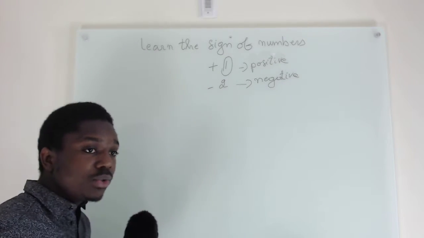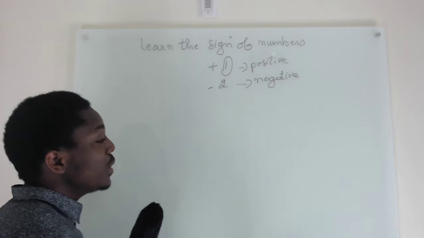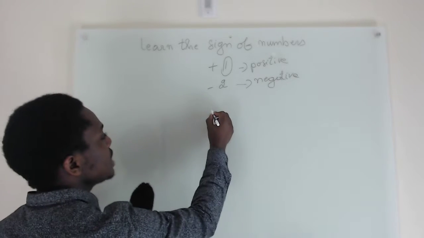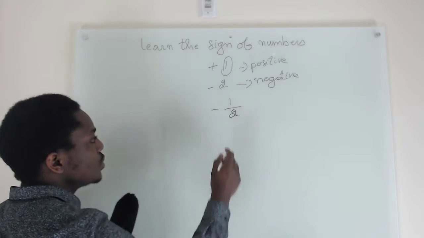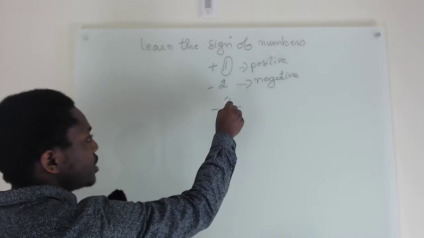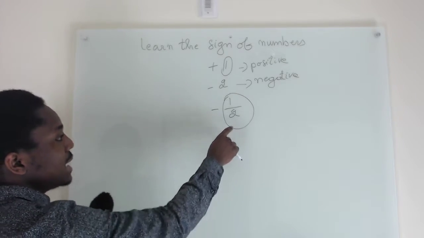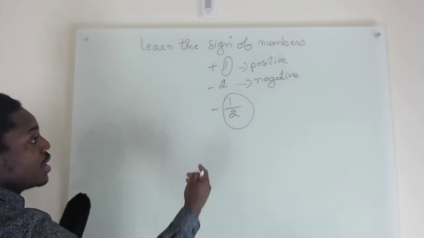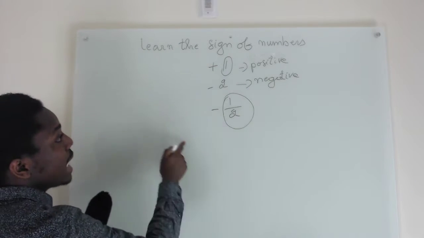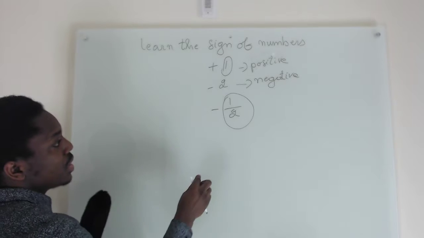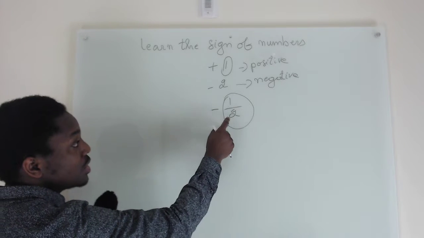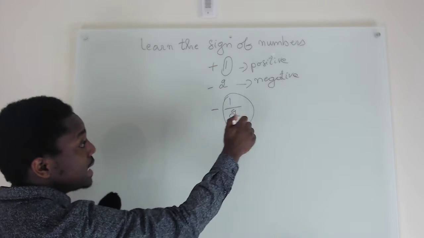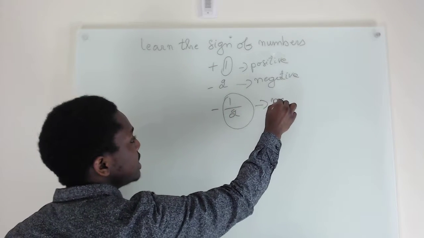Now, how about the case for fractions? When you have a fraction such as -1 divided by 2, this is a fraction right here. What is the sign of this fraction? The same rule applies as for simple numbers. So the sign of this fraction is negative. The sign of negative 1 over 2 is negative.